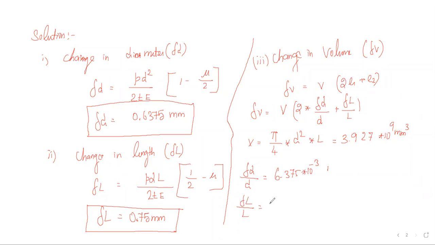Similarly del L by L. So 0.75 divided by 5000 becomes 1.5 into 10 to the power minus 4.